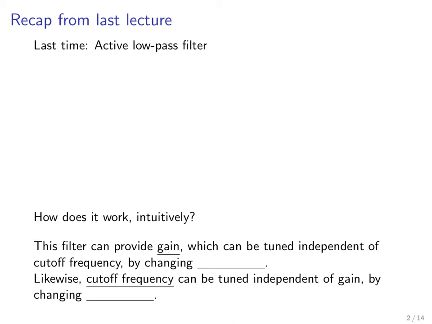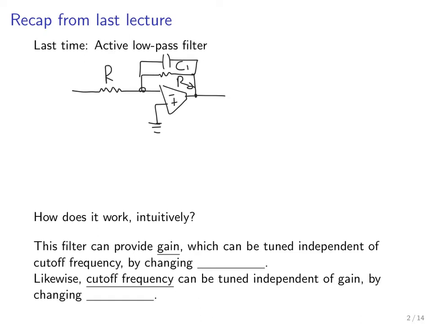Now last time, to recap, we talked about the active low-pass filter, which I will draw here. The active low-pass filter has just an input resistor, and in the feedback circuit it has both a parallel resistor and a capacitor. We'll call the resistor R2 in the feedback, the capacitor C1 in the feedback, and the input resistor will be called R1. And then, as usual, we defined input and output voltages.